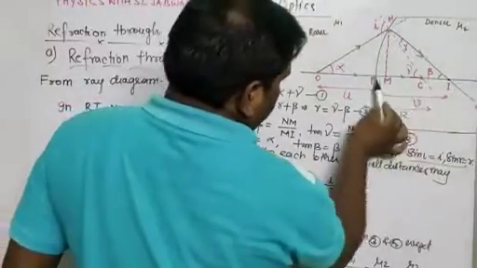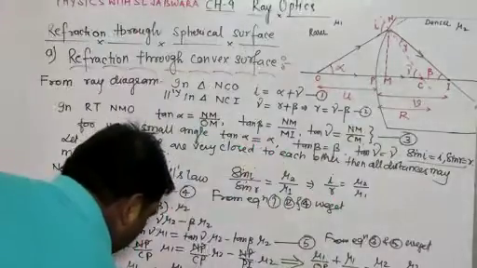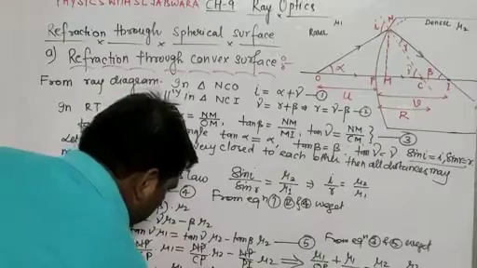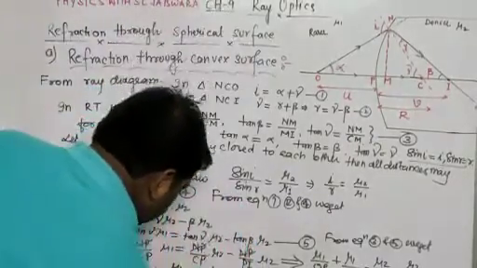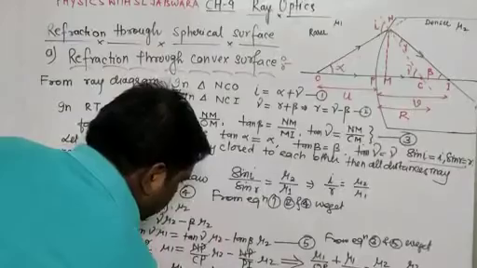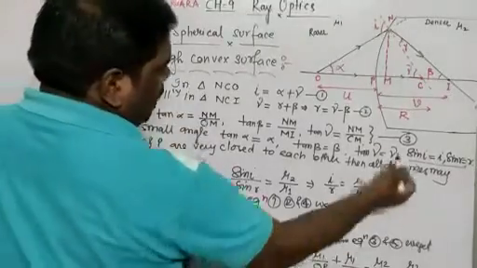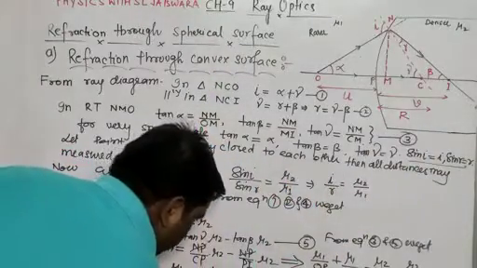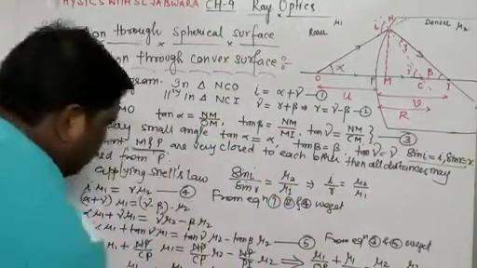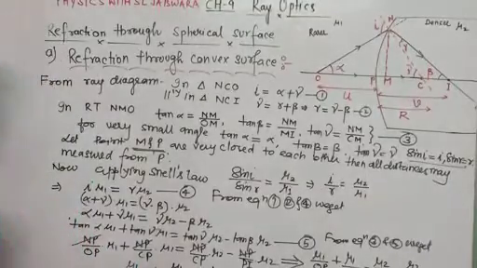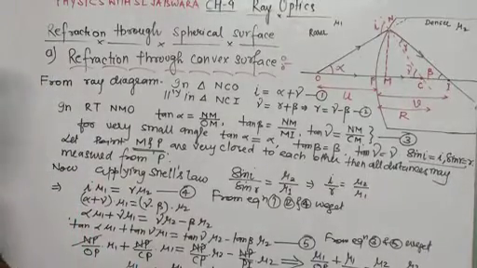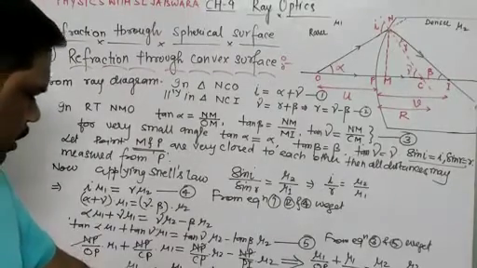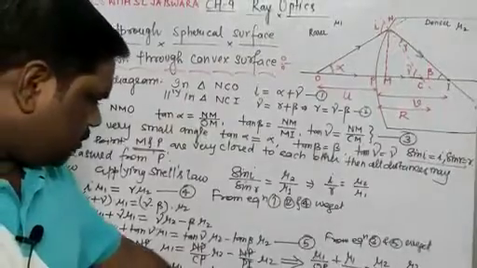See, CP is equal to capital R, that is the radius of curvature, is equal to mu 2 upon CP, again capital R, then minus mu 2 upon PI. See, this is P, this is I, meaning image distance. What will be the sign? Plus. What will be the sign of R? Here the sign of R is plus. So finally we get mu 1 upon minus U plus mu 1 upon R is equal to mu 2 upon R minus mu 2 upon V.